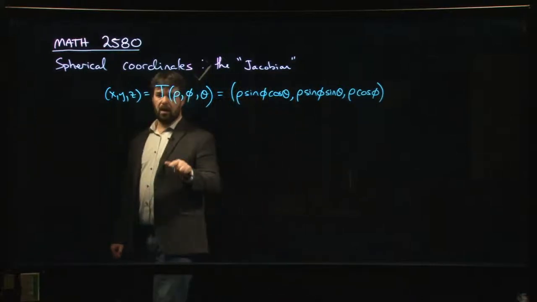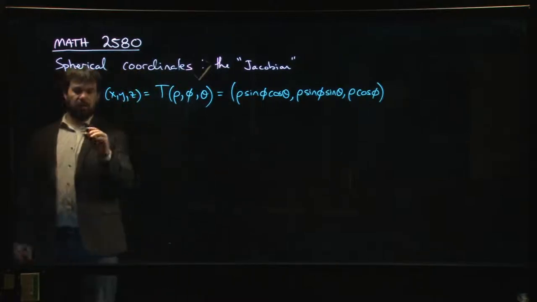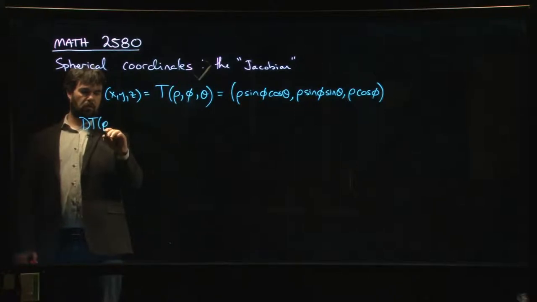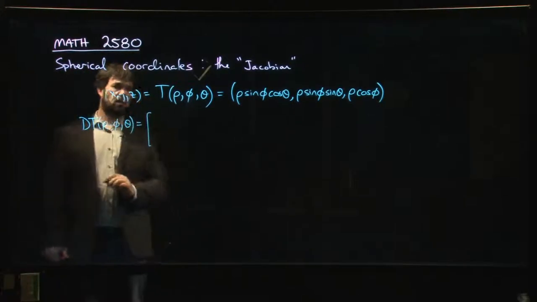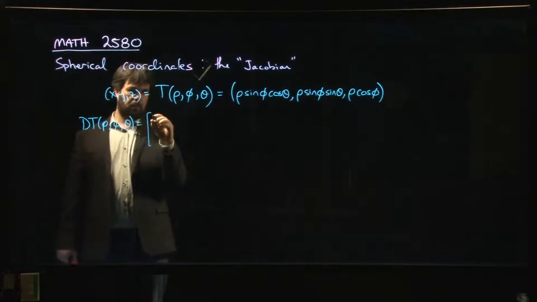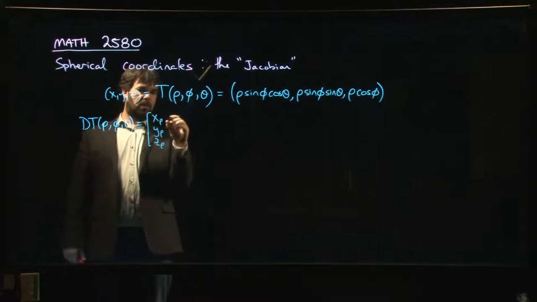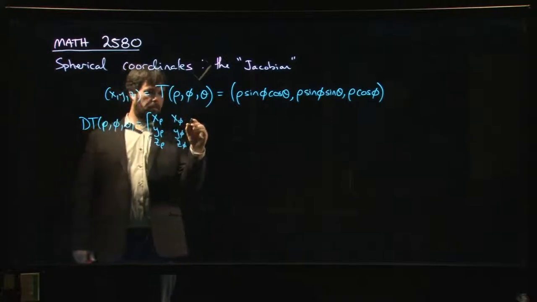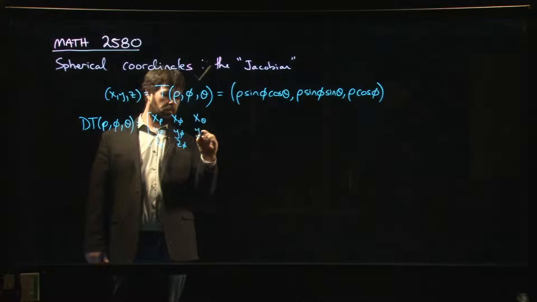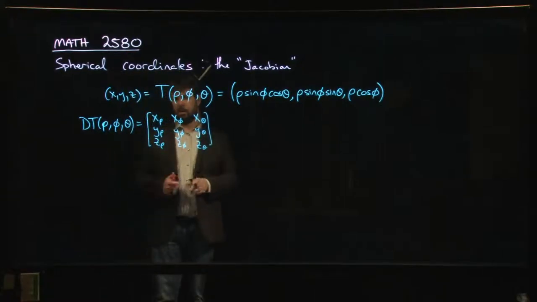And I mentioned that you can go ahead and calculate the derivative of this transformation. Remember that we can talk about the Jacobian matrix, the derivative of the transformation, this matrix of partial derivatives. So the derivative of T, which is still a function of rho, phi, theta, is going to be this 3 by 3 matrix, where in the first column you put the rho derivatives, in the second column you put the phi derivatives, and in the final column you put the theta derivatives. So that's this derivative matrix.